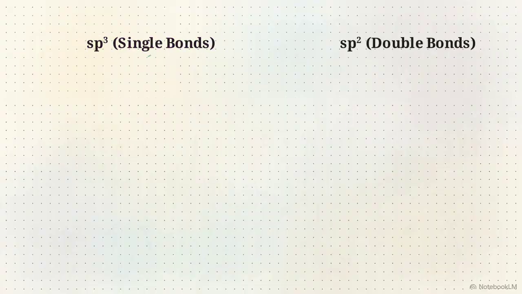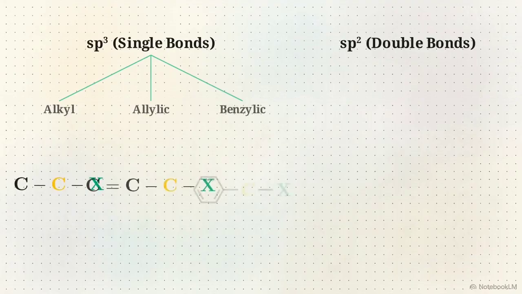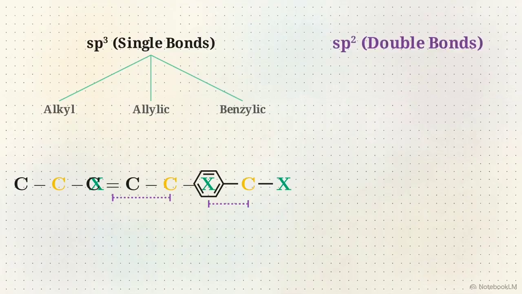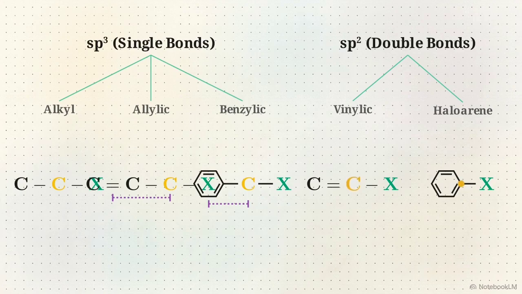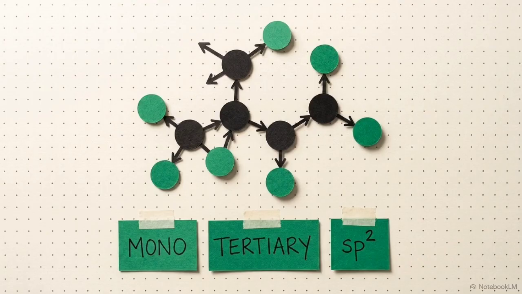In the sp3 branch, the anchor uses only single bonds, categorized as alkyl, allylic, or benzylic, based on proximity to double bonds or rings. Conversely, the sp2 branch features an anchor within a double bond, resulting in vinylic or haloaryne classifications. This fundamental geometry locks in the molecule's final identity, completing its profile in the sorting algorithm.